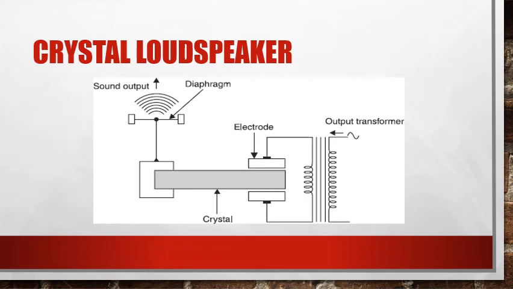The crystal is clamped between two electrodes across which the audio frequency output voltage is applied. The crystal is also mechanically connected to a diaphragm. The deformation of the crystal caused by the audio frequency signal across the electrodes causes the diaphragm to vibrate and thus to produce sound output. Crystal speakers have been impractical for reproducing the full audio frequency range because the input impedance is almost completely capacitive. Thus, it is difficult to couple power into them.